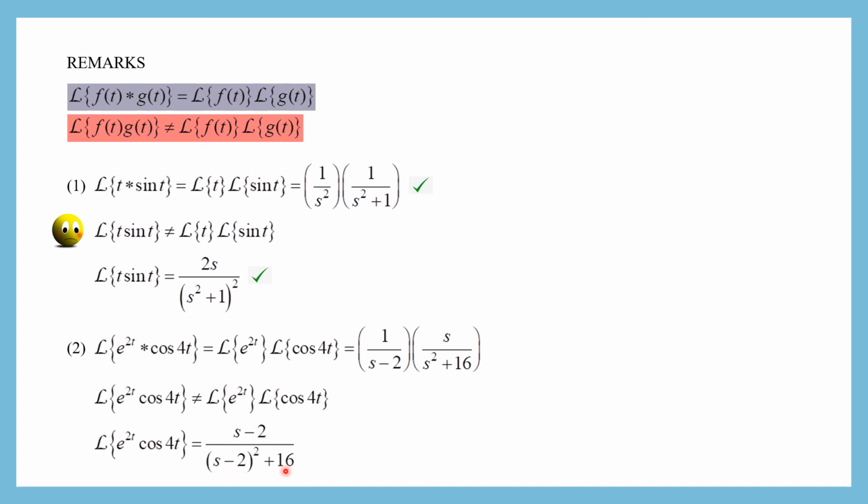So in formula number 12, a is equal to 2 and k is equal to 4. Alright, so this statement is correct. And take note that these two are not equal and this statement is correct.